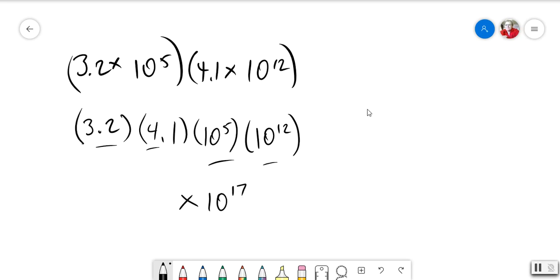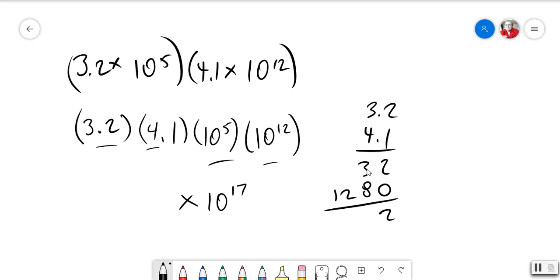These guys I multiply the same way as I would for normal decimal situations, which means I ignore the decimals. 1 times 2 is 2, 1 times 3 is 3, filler 0. 4 times 2 is 8, 4 times 3 is 12. 2, 3 plus 8 is 11, carry the 1, 3, 1, and you count your decimal places, 1. So I've got 131.2 times 10 to the 17th power, which is not okay.